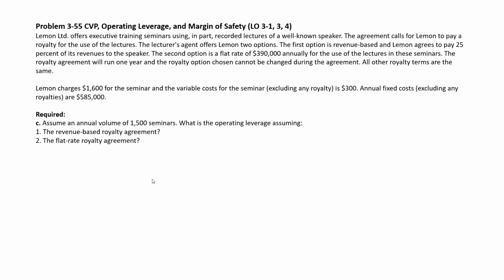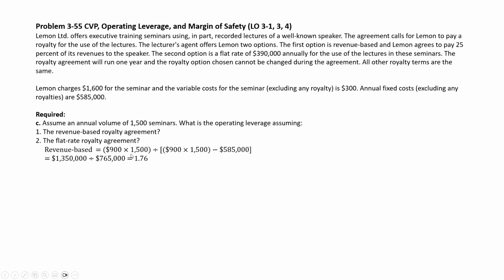Operating leverage creates a multiplier, an estimate of any percentage change in sales, how much that's going to multiply our percentage change in operating profit. And they want us to know what's operating leverage at 1,500 seminars. What's our formula for operating leverage?